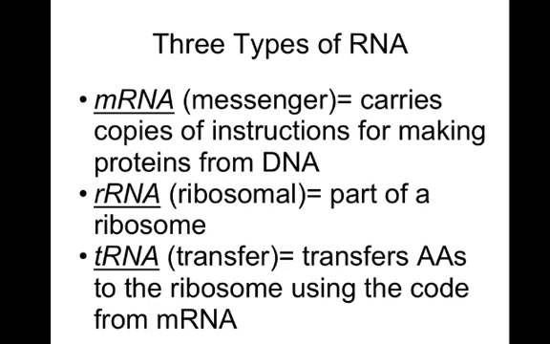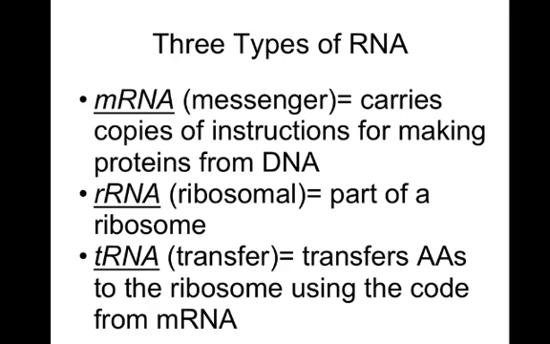There are three major types of RNA. That's mRNA, which is messenger RNA, tRNA, and rRNA. Those are all the three types. mRNA is the messenger. It carries copies of instructions from the DNA. So the messenger RNA gets its instructions from the DNA in a process known as transcription, which we'll learn about a little bit later. But just know that mRNA carries messages.